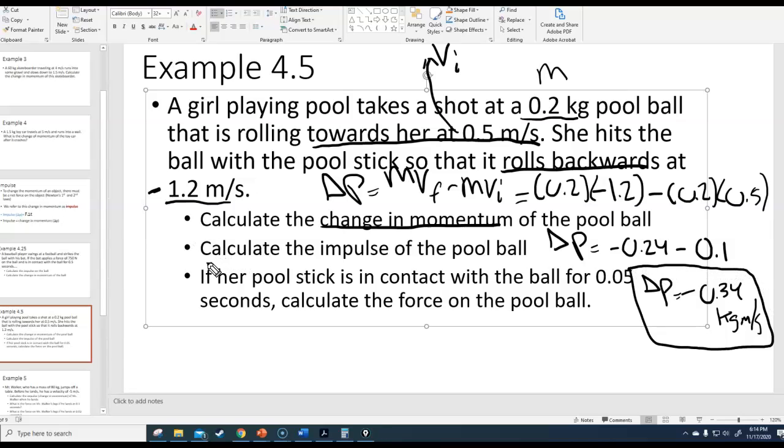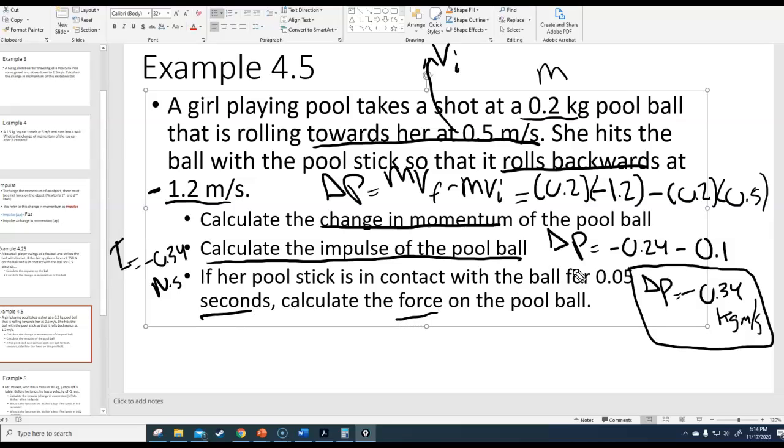Now the next question says calculate the impulse of the pool ball. Of course, impulse and change in momentum are the same. Okay, so the impulse I can say right away is going to be negative 0.34 Newton seconds. If her pool stick is in contact with the ball for 0.05 seconds, calculate the force on the ball.